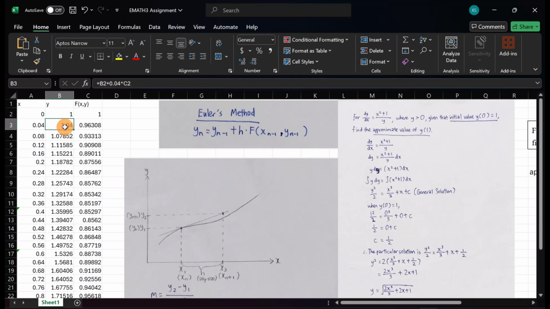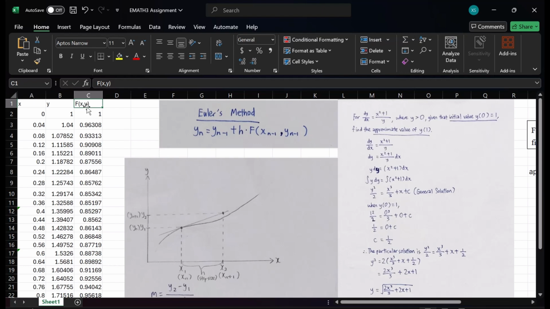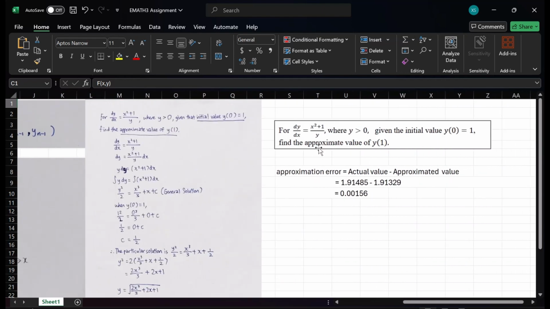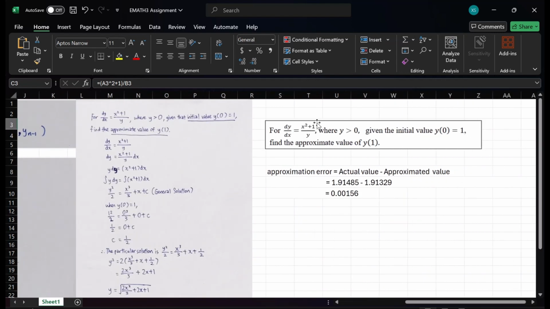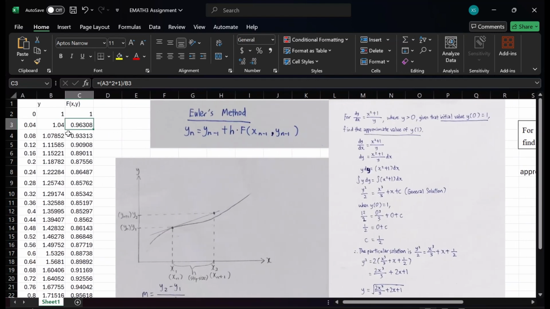The formula is right here. This is basically Euler's method, same as this. And the final column, fxy, is the calculated value of the slope of the curve at each step, by substituting the x and y values at each corresponding step into the differential equation in the question, which is this equation. For example, for this step, I will take the x and y values for this step and substitute them into the equation to get this value. And the formula for this column is basically this.